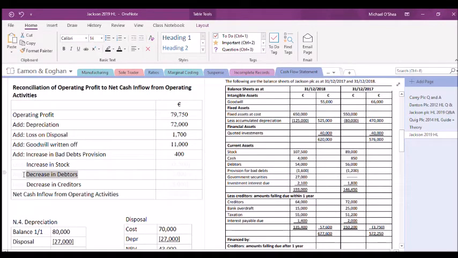Sorry, I'm not getting rid of it, so it's a decrease in debtors, but I'm actually going to add it. So I'm adding my decrease in debtors. And the way to think about this here, my decrease in creditors is going to be the opposite. I'm going to take it away.